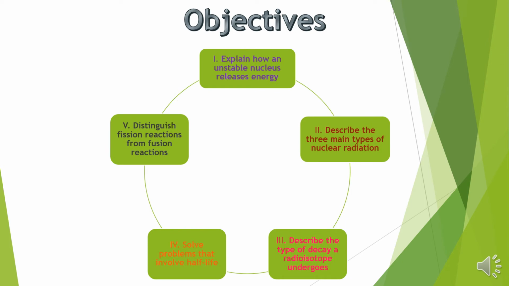The first one, explain how an unstable nucleus releases energy. The second one, describe the three main types of nuclear radiation. The third one, describe the type of decay a radioisotope undergoes. The fourth one, solve problems that involve half-life. And the last one, distinguish fission reactions from fusion reactions.